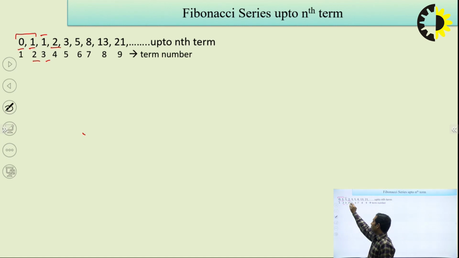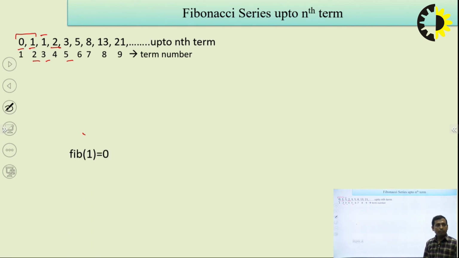So 1 plus 1 equal 2, we get the 2. For the next term, term number 5, we use term number 3 and term number 4. Term number 3 value is 1, term number 4 value is 2. So we will get 2 plus 1 equal 3, and so on. We will get the value of a particular term.